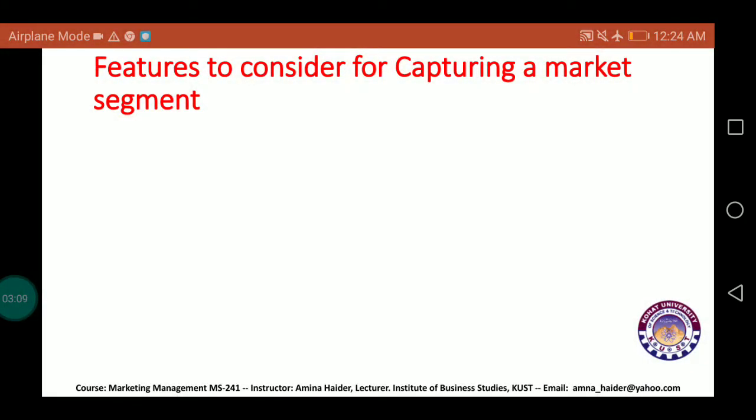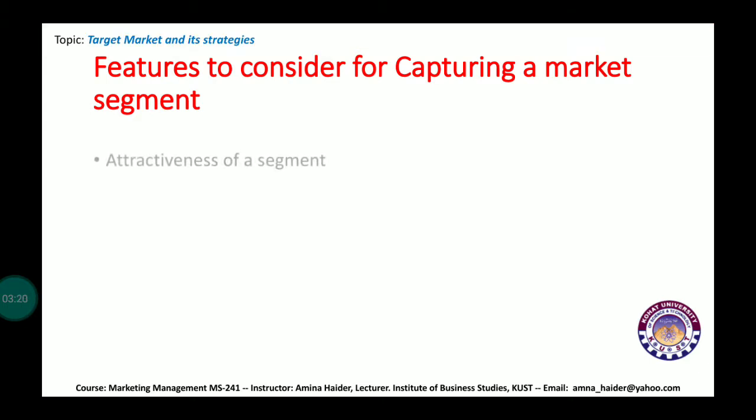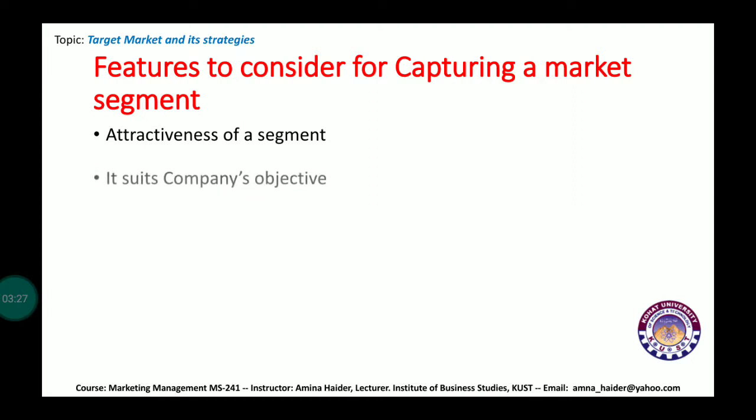Features to consider for capturing a market segment. There are two important features which the company should always consider before it decides to capture a separate market segment. First, it is the attractiveness of the segment, which means that it has less competition and high margin business. The second is that it falls in line with the company's objective, vision, etc.